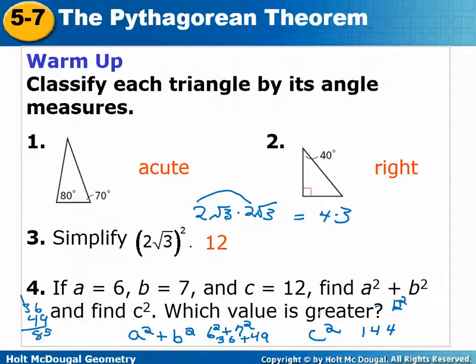And it says which value is greater. So the c squared one would be greater. So you'd put a sign like this where this is less than, because 36 plus 49 is less than 144.